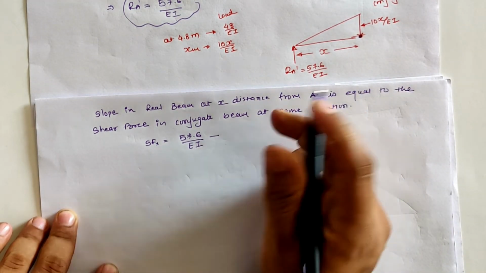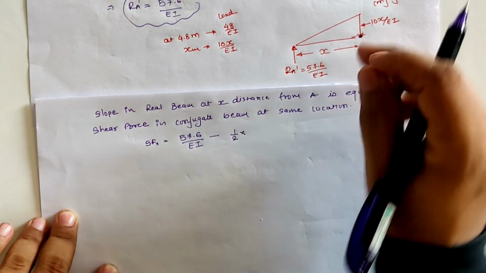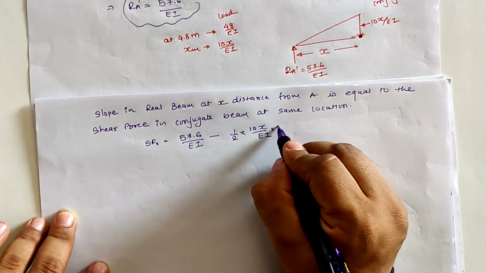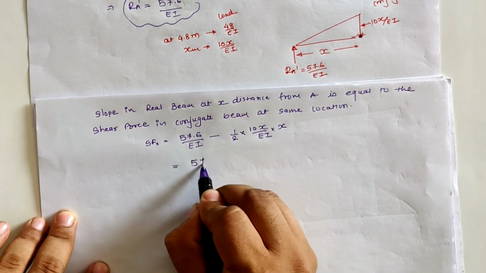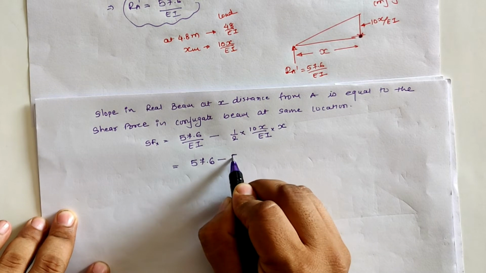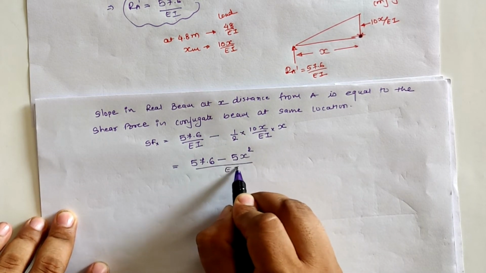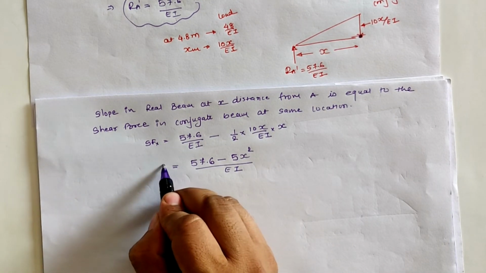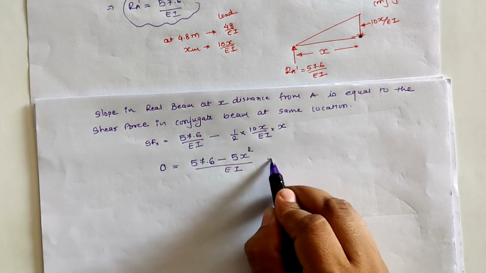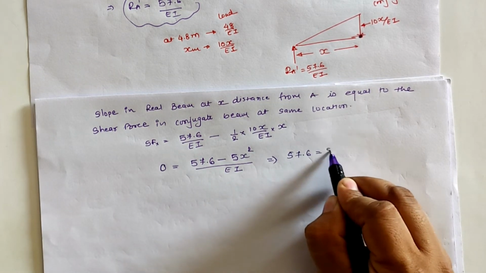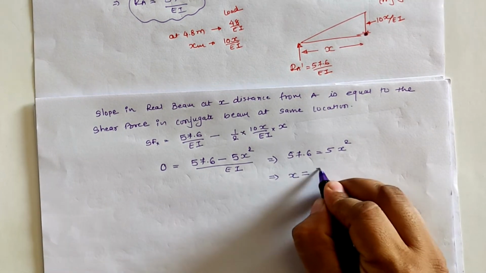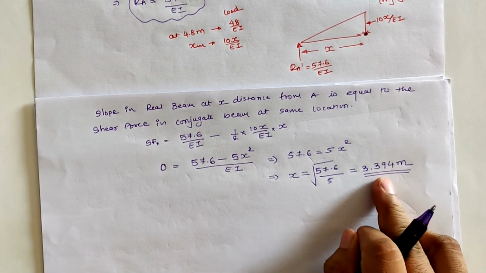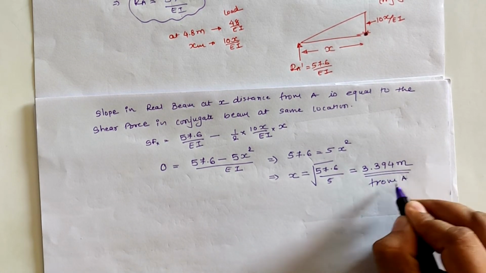So it is negative, and the total load is 1/2 into the rate of loading of 10x by EI and the distance x. So our value is 57.6 minus 5x square divided by EI, and we know that our slope value must be 0 for the maximum deflection. So let us put the shear force as 0, and solving this we will have x equal to 3.394 meter from location A.